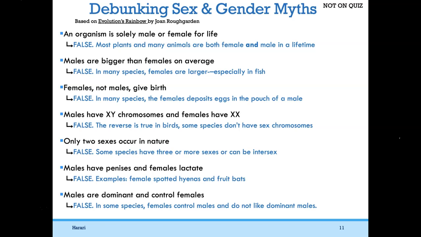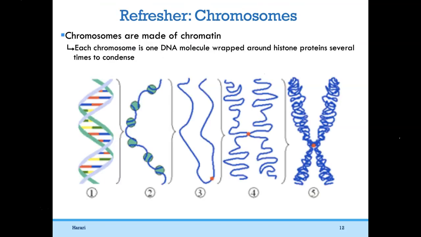So here's just a little bit of perspective on the diversity of the animal and plant world. Now let's give a brief refresher on chromosomes. Chromosomes, we said, are made of chromatin, right? Chromatin is DNA wrapped around histone proteins. So here we have a DNA double helix that's made up of nucleotides, right? Those nucleotides are linked together in a chain, and then two of these chains form a double helix, connected by hydrogen bonds. This whole double helix gets wrapped around histone proteins many, many times.